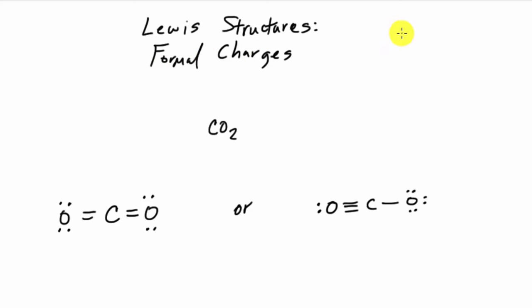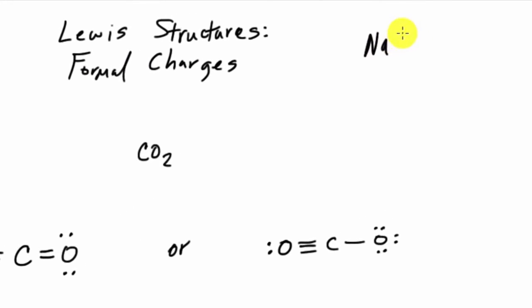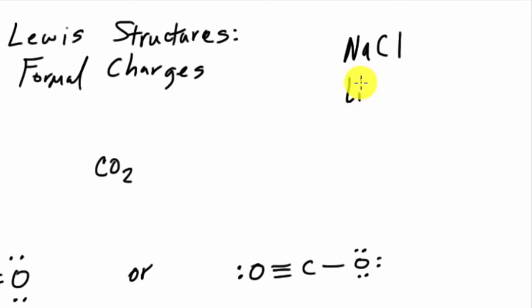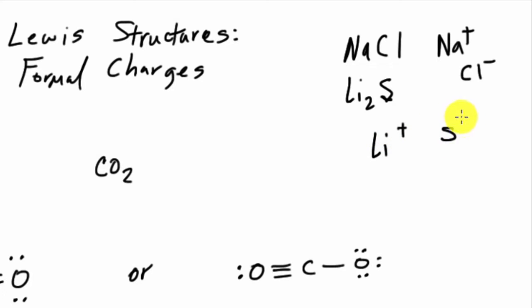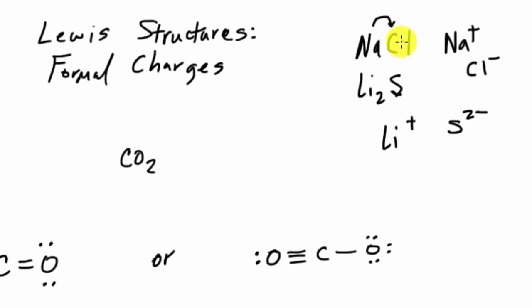If we think about ionic compounds like sodium chloride or lithium sulfide, we know that they're made up of ions. So we've got a sodium ion and a chloride ion, right? Or we've got a lithium ion and a sulfide ion. Well, these are actual true charges that are given to those elements because we have an electron transfer from one element to another. So that's the first type of charge that we've talked about, something called a real true charge due to the transfer of electrons.